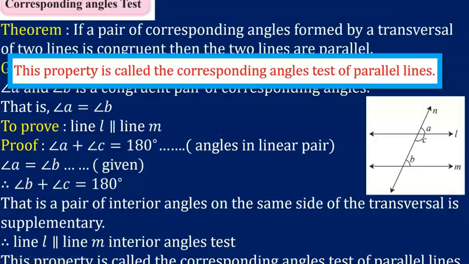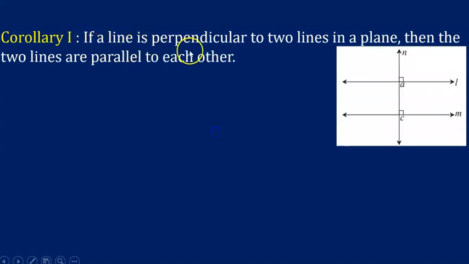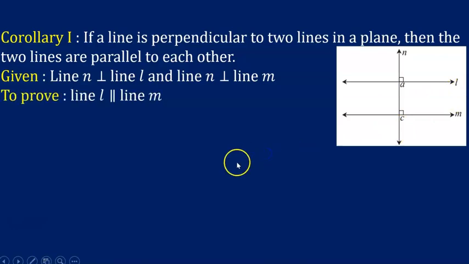Okay. Now next, corollary. If a line is perpendicular to two lines in a plane, then the two lines are parallel to each other. Here the line N is perpendicular to line L and line M, and that's why we want to prove that line L is parallel to line M.